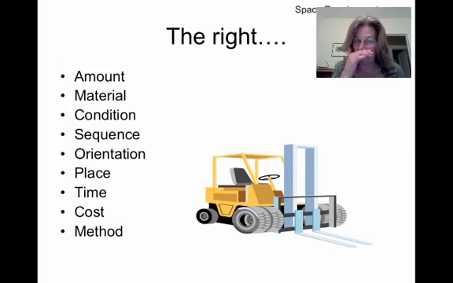The idea of material handling is to get the item in the right amount, the right material, the right condition, the right sequence, the right orientation, place, time, cost, and method. So we're going to go through each of these and talk about what considerations in material handling need to be spelled out in order to choose the right equipment. So material handling equipment is all kinds of things, from what moves the material to what stores the material, anything having to do with handling the material at all.